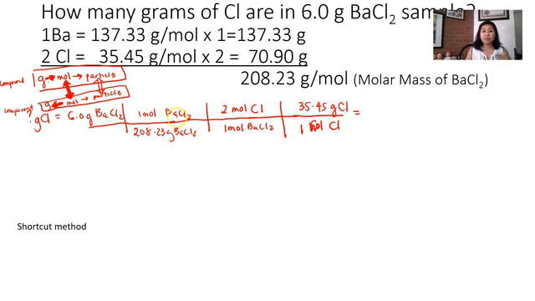Okay, now I've calculated the amount in moles. The next step is to figure out how many individual moles of chlorine are present in the compound.